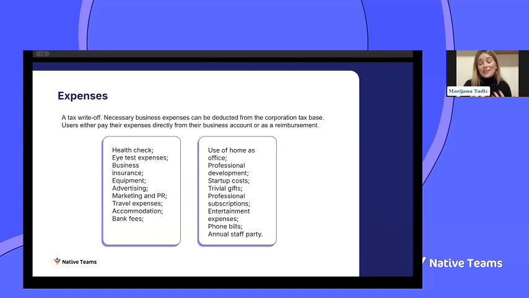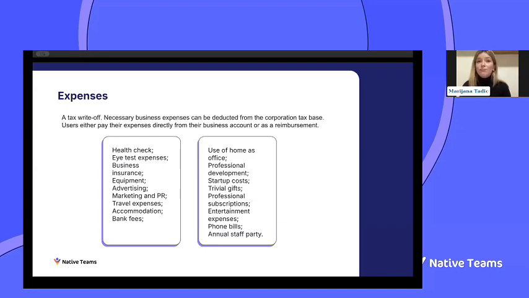The important thing here to mention is that you are entitled to tax deductible expenses if these are used strictly for conducting your business, so if they're connected with your registered business activity. As you can see here, if you work in front of a computer a lot, you are entitled to health checkups and eye test expenses. Buying new glasses can be treated as a business deductible expense. Also, business insurance, advertising, marketing, and PR activities.